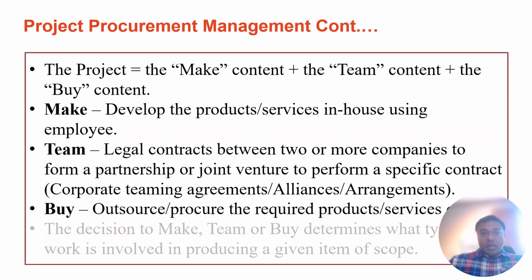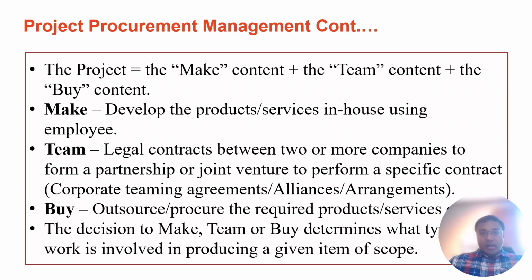Let's break down this bit into a further classification. Project procurement management involves all the work that is contractually performed by external organizations. So, in other words, this is the buy part of the project. You can classify the procurement process as make, buy, or having your own team. You can think of a project as having three types: make, team, and buy.